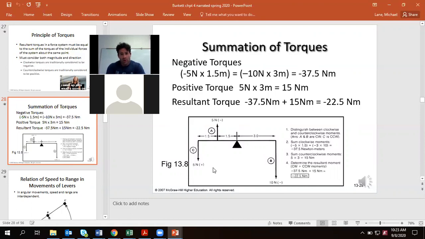And then from there, we're going to add, because we've had negative terms so far, the C torque, which is going to be 3 meters also from the axis, but only 5 newtons, and that's positive because it's trying to turn it counterclockwise. And so that's going to give us a total of negative 22.5 newton meters.